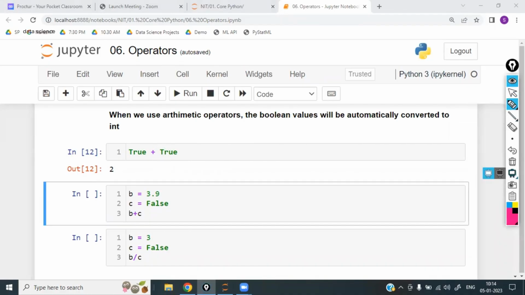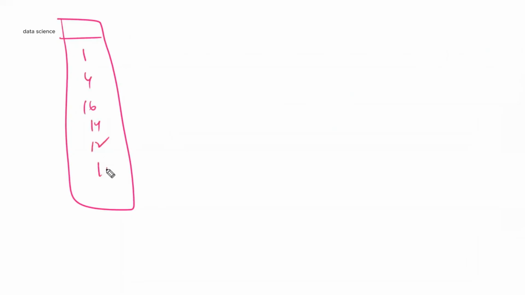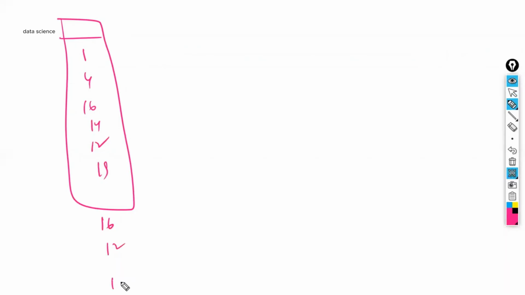For example, let us take it like this. There is a column, and the column has some values like 1, 4, 16, 14, 12, 19, and one missing value, 16, 12, and one more missing value, and 18. Two missing values are there in this entire column. You are seeing it like this.